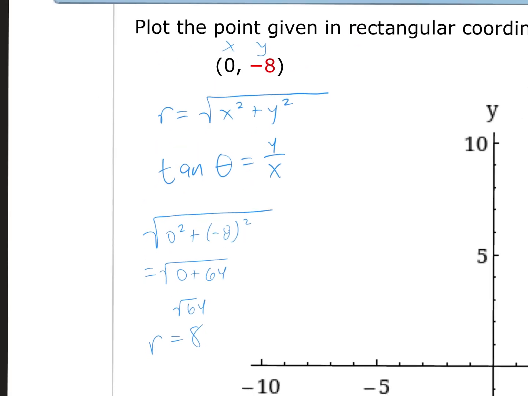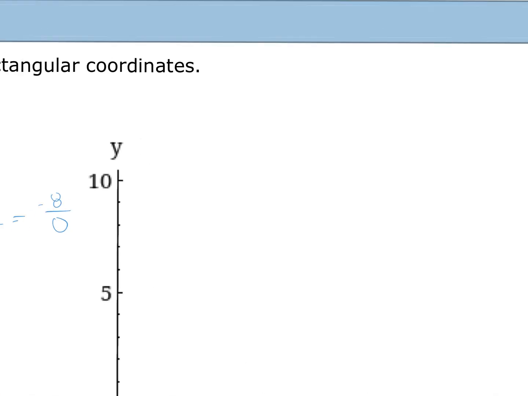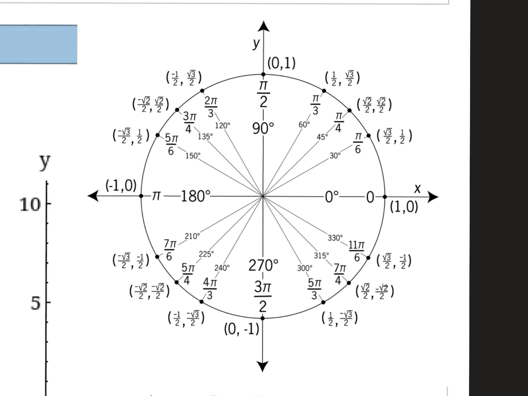Now the tangent. Where are we looking for the tangent of theta to be what? -8 over 0. You're not going to find anything on the unit circle that's going to be -8 over 0, but why is that important? What is this showing you? What on the unit circle would give you a tangent that, what happens when 0 is the denominator? That it's what? Undefined. So where on the unit circle, guys, could you put the y value over the x and get an undefined value? At 3 pi over 2 and pi over 2.